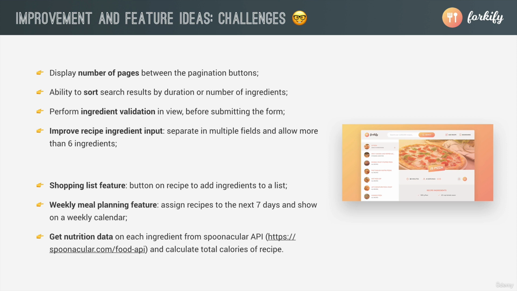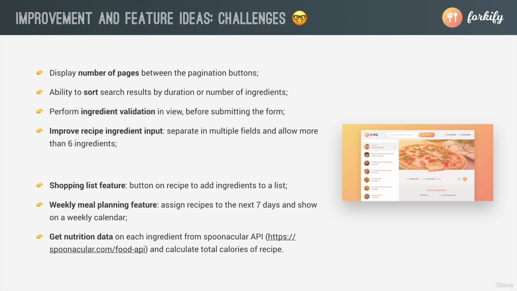And now finally, so actually I only have 3 features for you, not 4. And this last one is the most complex one, and it is to get nutrition data for each ingredient of a certain recipe from a special food API. And the best API for food that I know is the Spoonacular API.